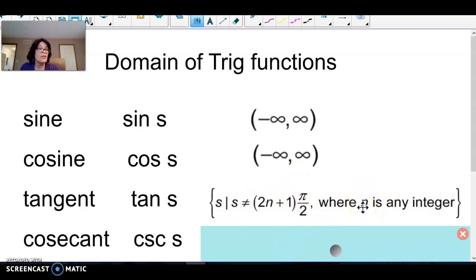If n is any integer, let's say n is 1, then 2 times 1 is 2 plus 1 is 3. If n is 2, 2 times 2 is 4 plus 1 is 5. You'll always get an odd number here. And that's where tangent does not exist. It doesn't exist at 1 pi over 2. It doesn't exist at 3 pi over 2. It doesn't exist at 5 pi over 2. It doesn't exist at 7 pi over 2. Negative pi over 2, negative 3 pi over 2, all those odds. Okay?